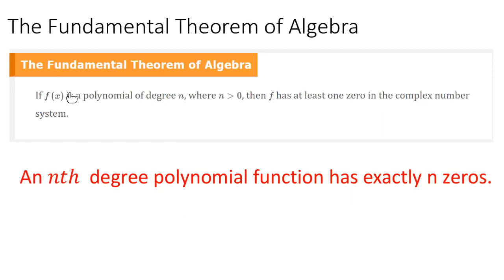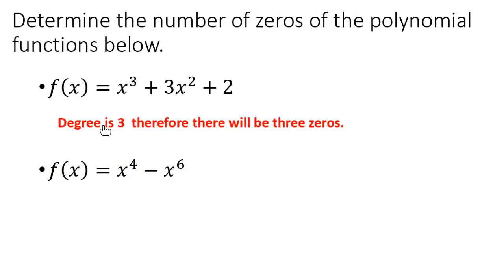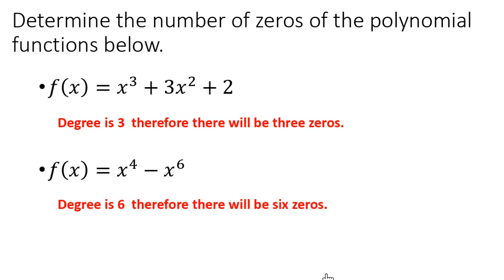The fundamental theorem of algebra tells you that an nth degree polynomial should have n zeros. What does that mean? In this case, the degree is 3, so altogether you should have 3 zeros. Your zeros might be rational numbers, irrational numbers, or complex numbers. But all you know is that it should have 3 zeros. Here we have a 4 and a 6. So the highest degree is going to tell you how many zeros you're going to have. In this case, we should have 6 total zeros.